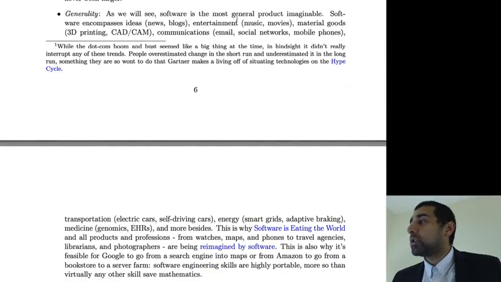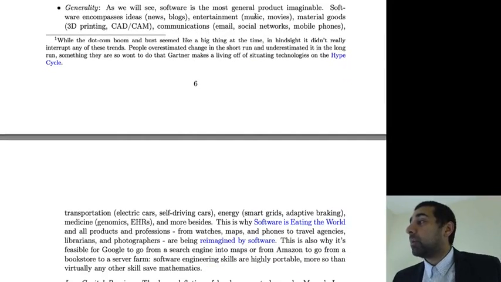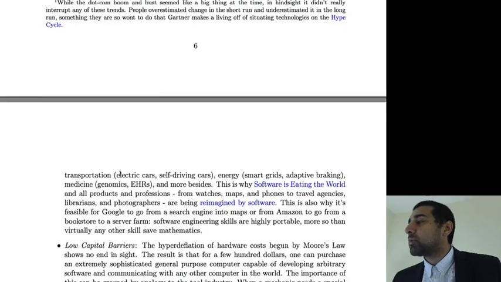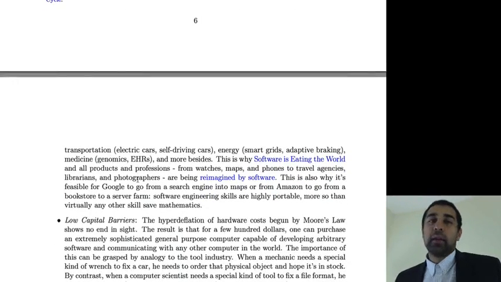Generality: software is in many ways the most general product imaginable, and an internet startup is delivering software anywhere. So whether that is ideas like news and blogs, entertainment, material goods, communications, transportation, energy, medicine, anything you can think of, software is upstream of it.